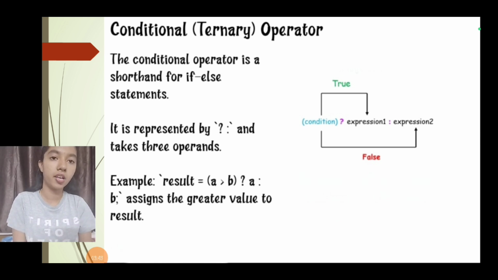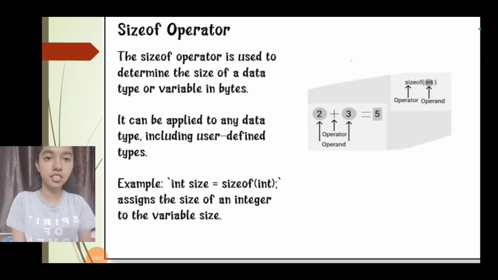Conditional or ternary operator. The conditional operator is a shorthand for if-else statements. It is represented by a question mark and takes three operands. Example, result equals A greater than B, question mark, A colon B. It assigns the greater value to result. Sizeof operator. The sizeof operator is used to determine the size of a data type or variable in bytes. It can be applied to any data type including user-defined types. Example, int size equals sizeof int. It assigns the size of an integer to the variable size.